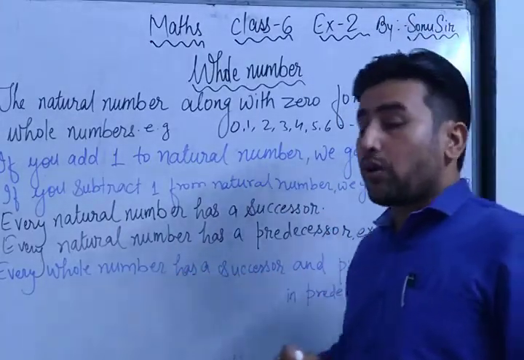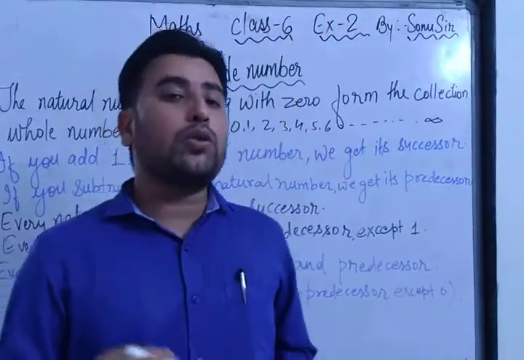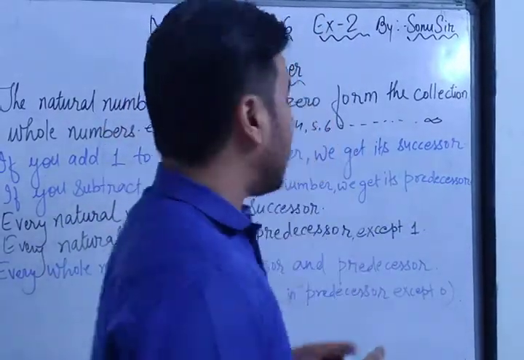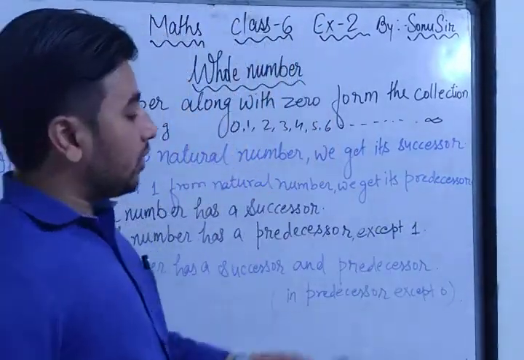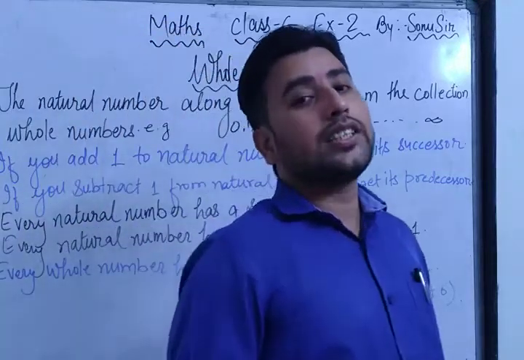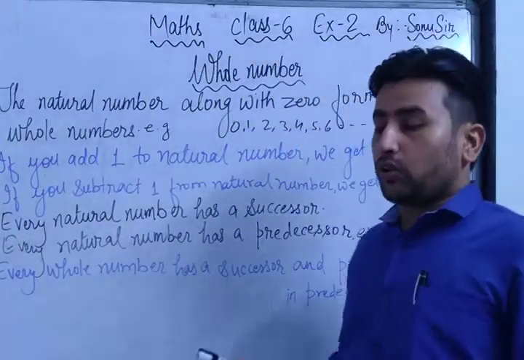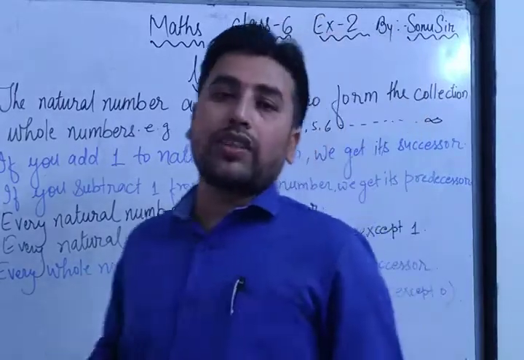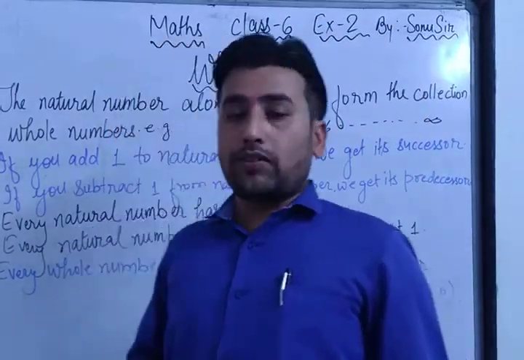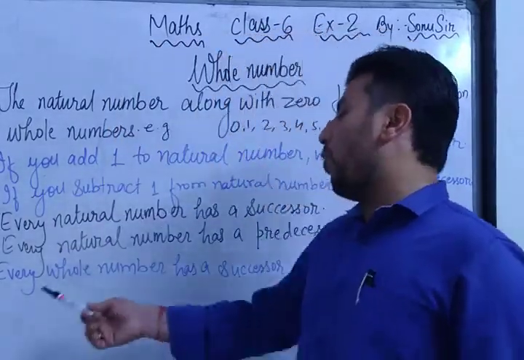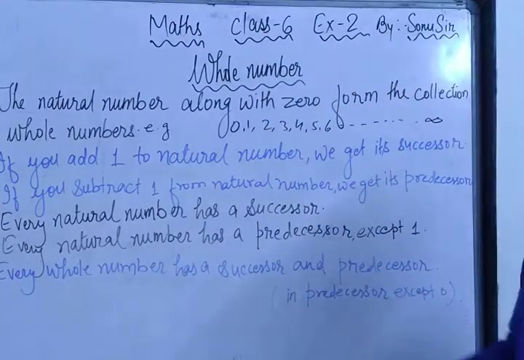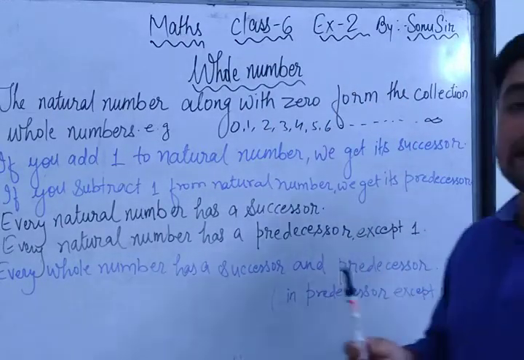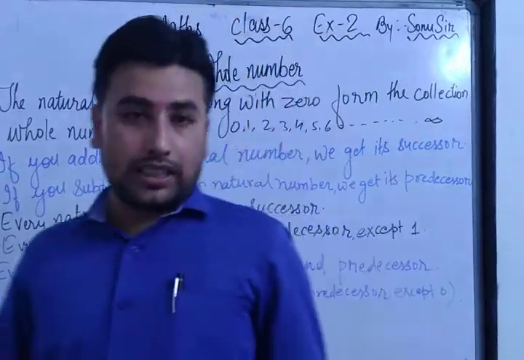But if we talk about the predecessor, what do we have to do? We have to do -1. So till 1 you can do it, except 0 you will not get it, because if you do 0 minus 1, then you will get -1. That is a negative number, it's not a whole number. So every whole number has a successor and every whole number has a predecessor except 0. I hope all of you are understanding.